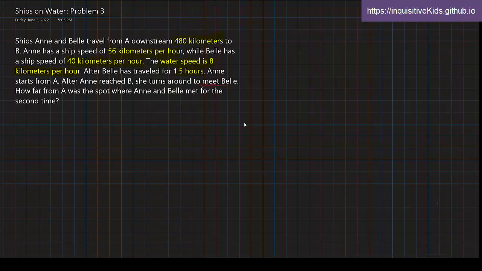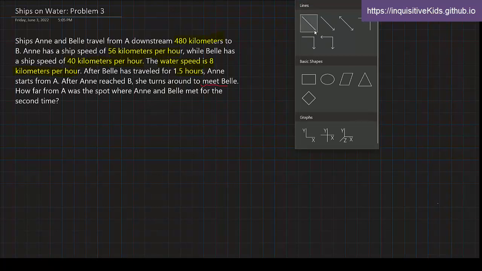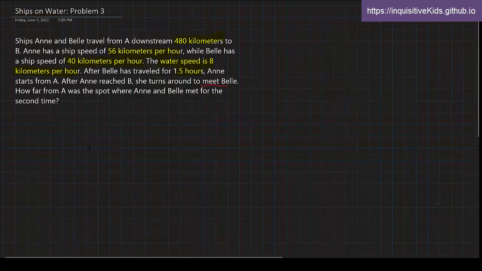So when it says met for the second time, I want you to understand that the first time they met is when Anne caught up to Belle. That would be the first time they met. The second time they met would be when Anne has already turned around to meet Belle, who has not been to B yet. So the first step in this is to create a sketch of what's going on.